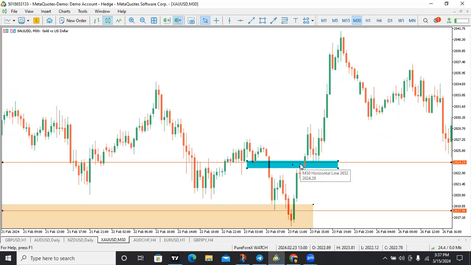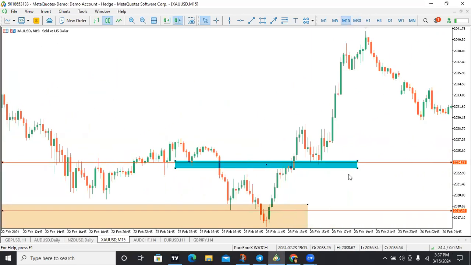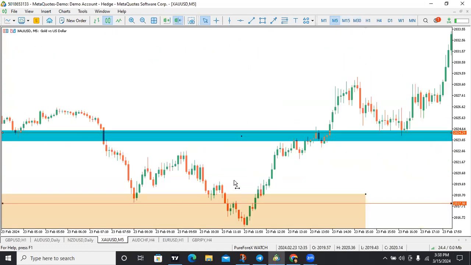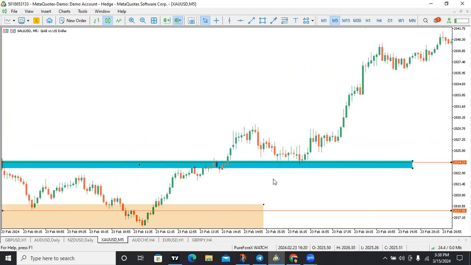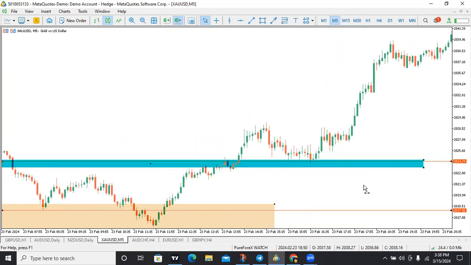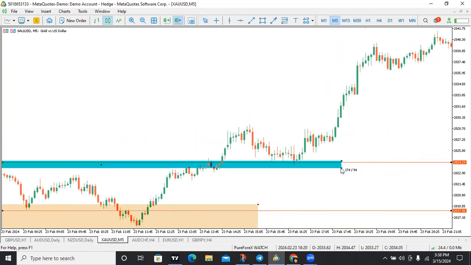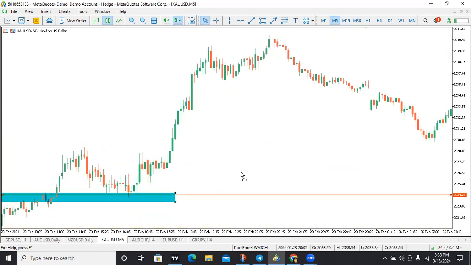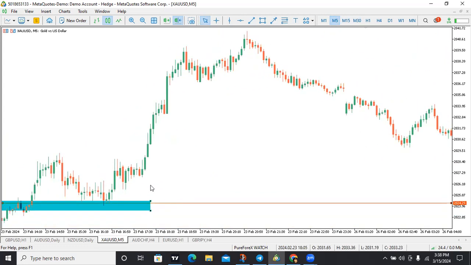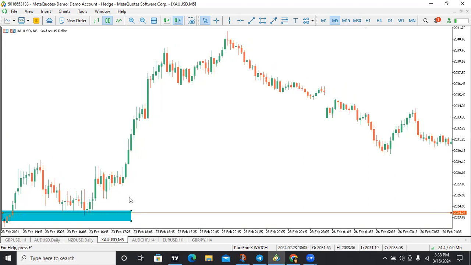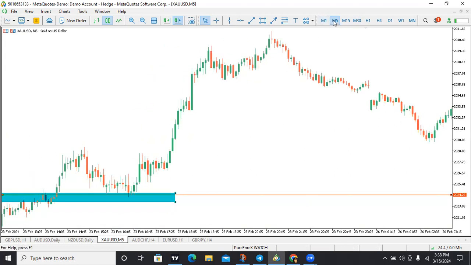Okay, this is the QMR on M30. So let's go to M15. Let's go to M5. If you go to M5, you see we found another setup here on M5, guys. Let's check out M1.